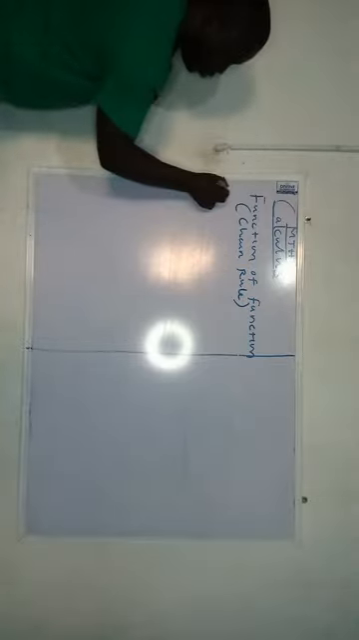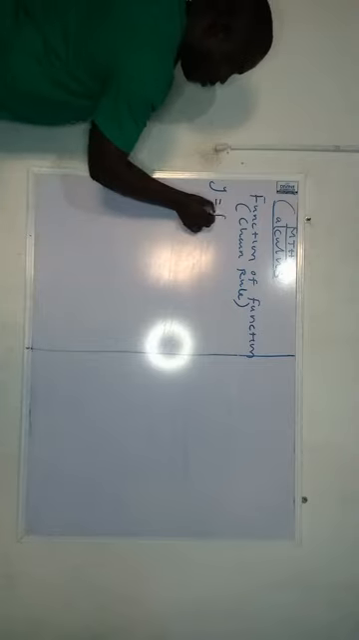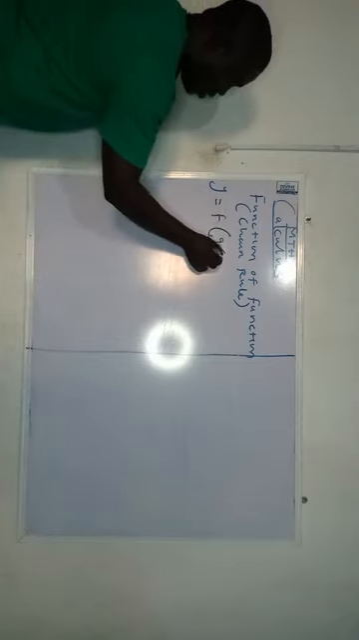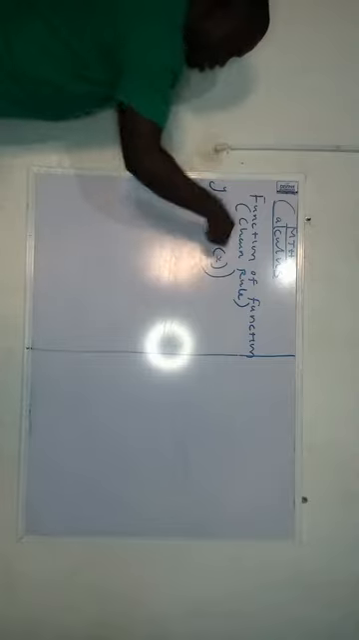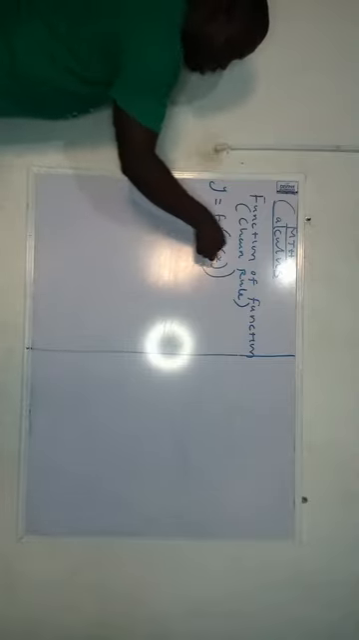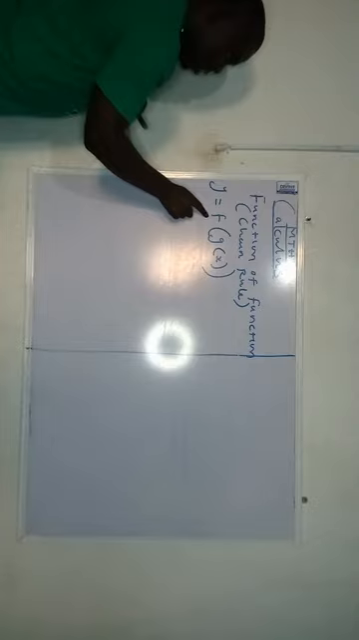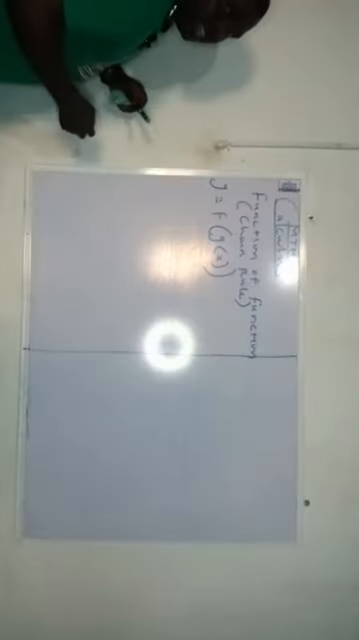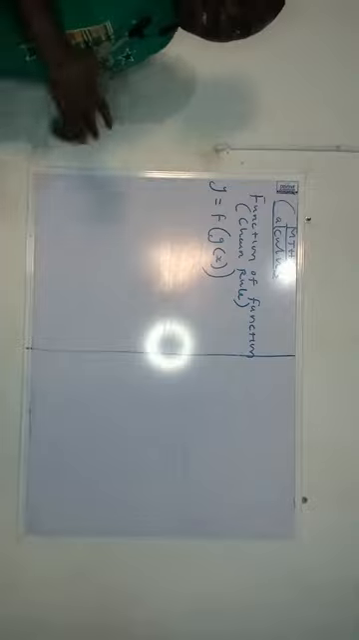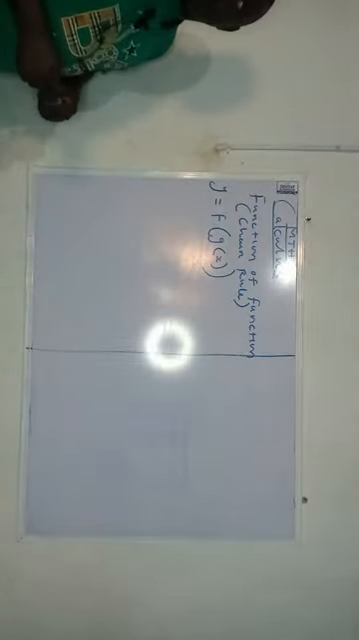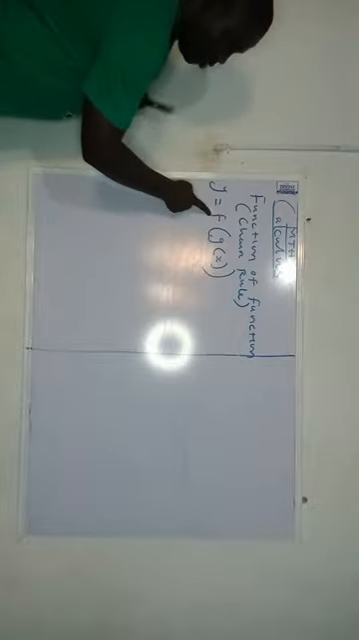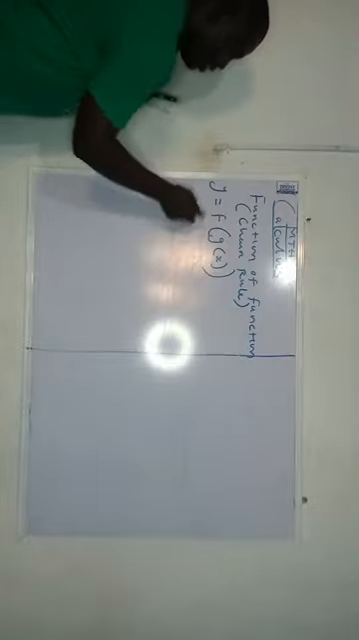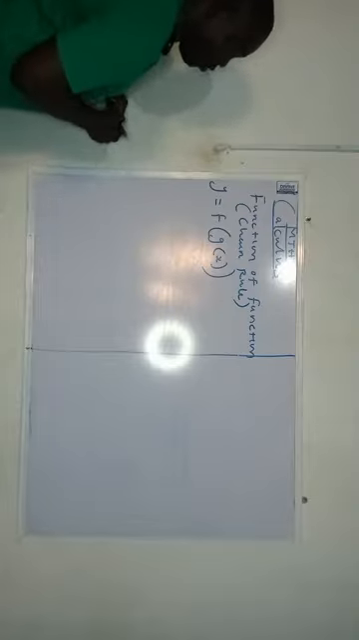Function of a function. What do you understand by that? Let's say, for example, you have this. This is a function f, and this function is carrying another function. In other words, another function is embedded inside this. In sets, we call it subset and superset, subset and universal set. This is the bigger set and this is a subset inside. So that's like function of a function.